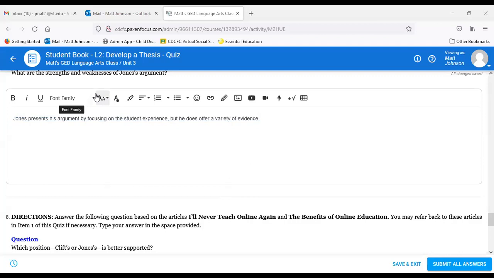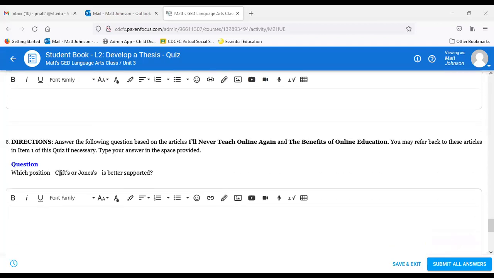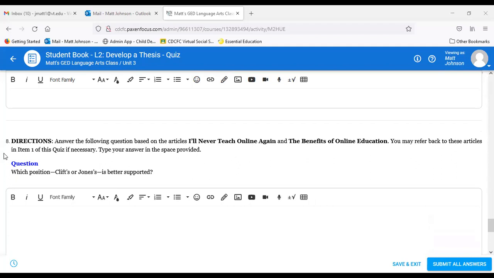So now we get to decide. This is totally up to us for question 8. Answer the following question based on the 2. You may refer back to these articles. Item 1. Which position, Cliff's or Jones's, is better supported? That's all we have to answer.